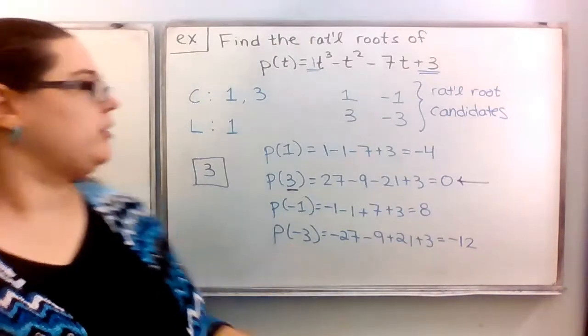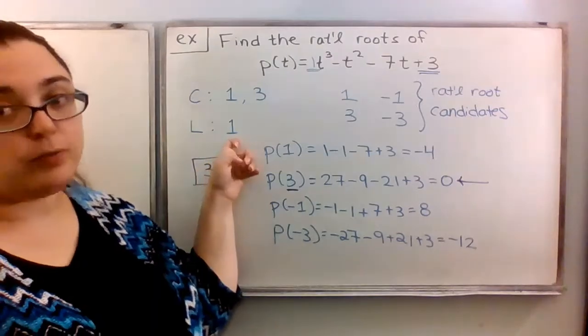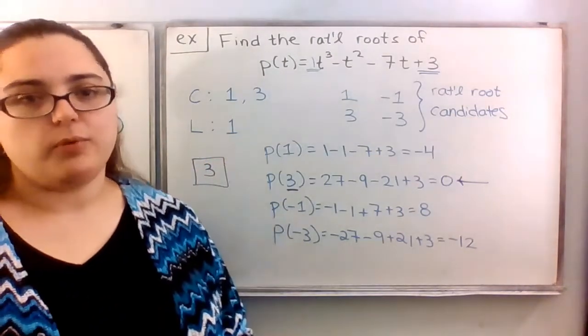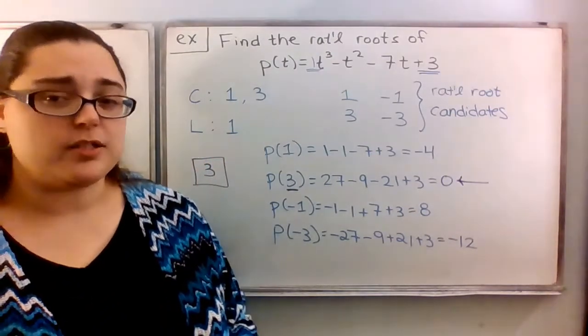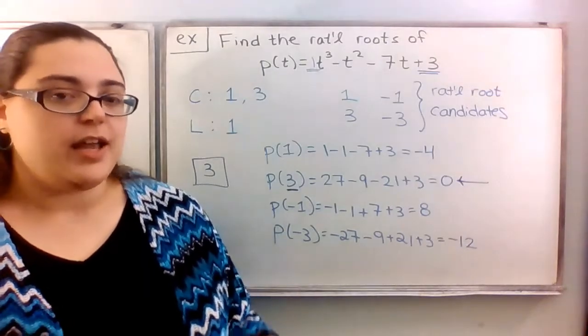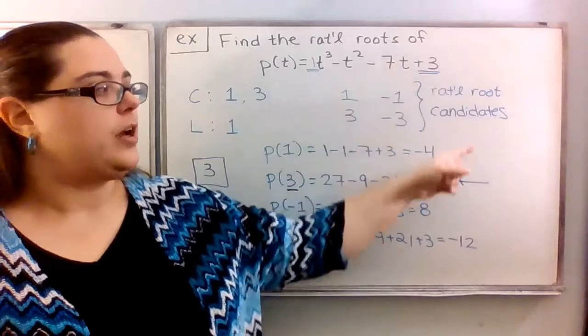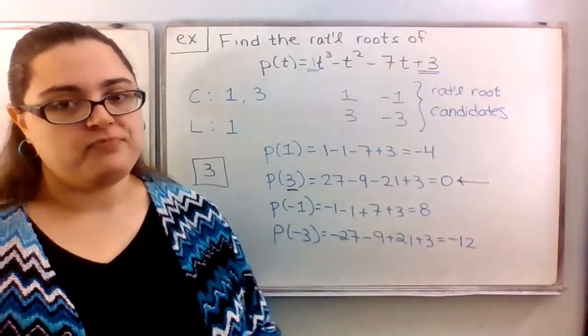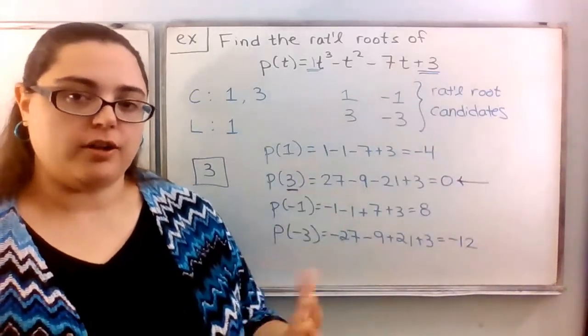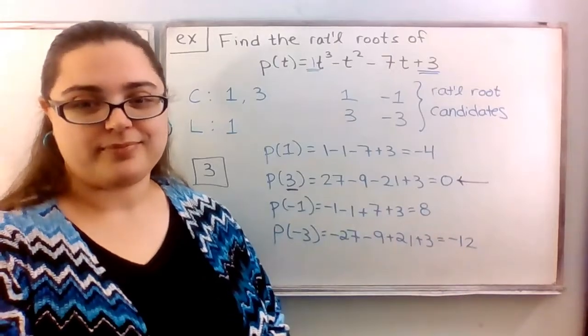So in this one, our leading coefficient only had a factor of 1. So let's do an example where our leading coefficient, maybe even our constant term, have more factors. For that one, we're just going to list the candidates. We're just going to stop at this point. We're not going to bother to check all of them, just so we get practice applying the theorem to find the candidates.